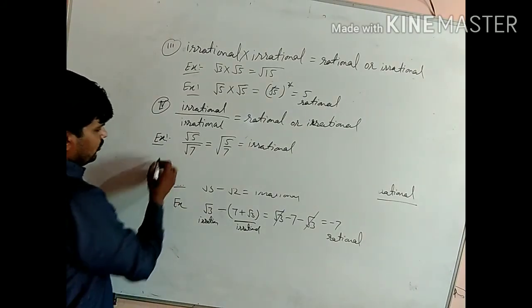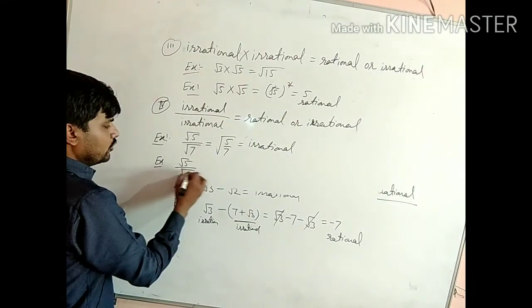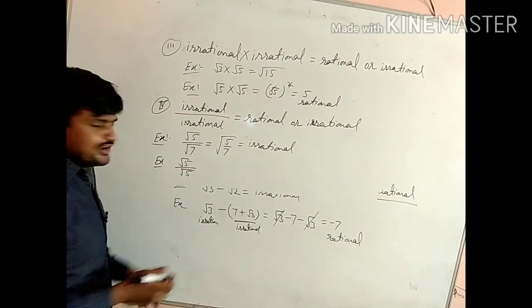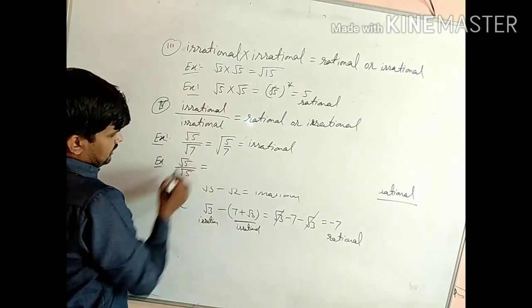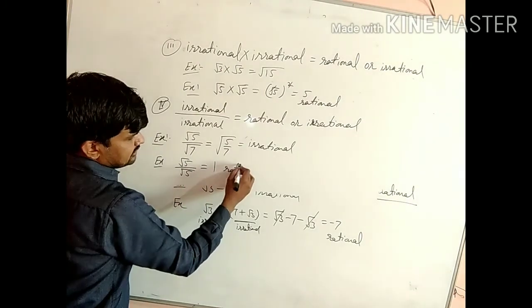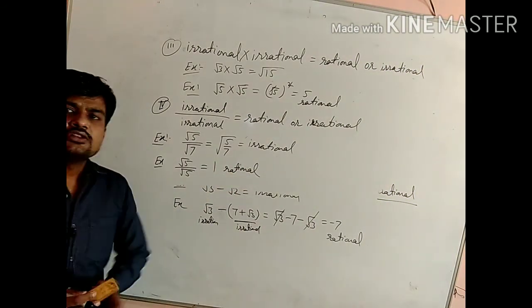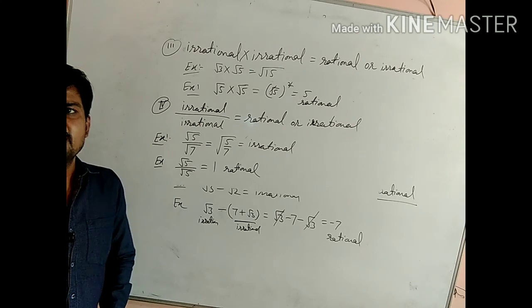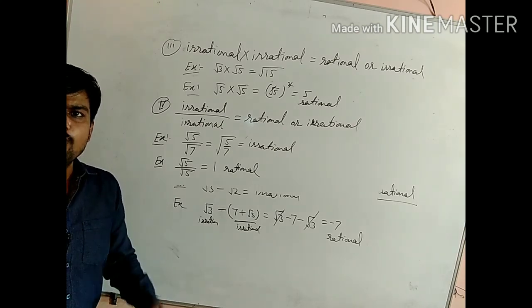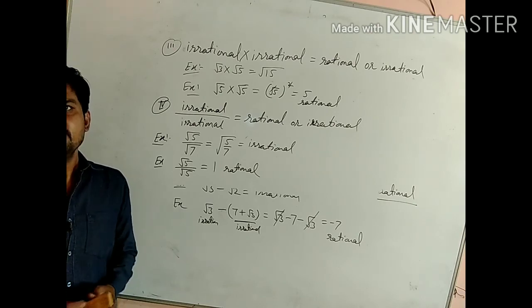And if we perform root 5 upon root 5, both numbers are irrational. We get root 5 cancels out by root 5, we get 1. This is rational. So the operation between two irrational numbers depends on the type of the numbers. It may be rational or it may be irrational.